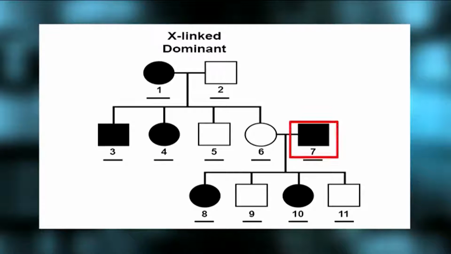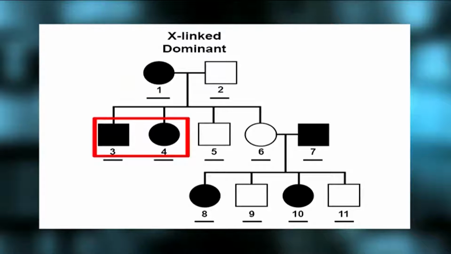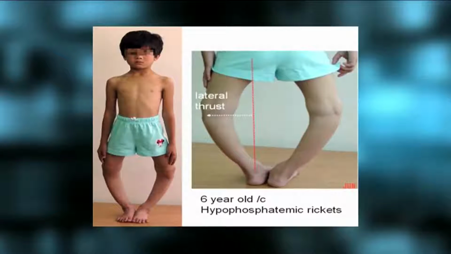Affected fathers will pass the trait on to all their daughters. Affected mothers, if heterozygous, will pass the trait on to half of their sons and half of their daughters. An example of an X-linked dominant trait in humans is hypophosphatemia.